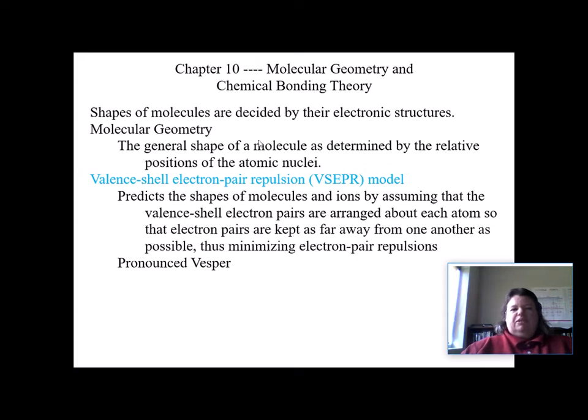So basically, the shapes of the molecules are decided by their electronic structures. We're going to be looking at molecular geometry, which is the shape of the molecules determined by the relative positions of the atomic nuclei. And the one that we are going to do is called the VSEPR method, valence shell electron pair repulsion model. It predicts the shape of the molecules and ions by assuming that the valence shell electrons are arranged around each atom such that the electron pairs are kept as far away from each other as possible, therefore minimizing the electron pair repulsions, and is pronounced VESPER.